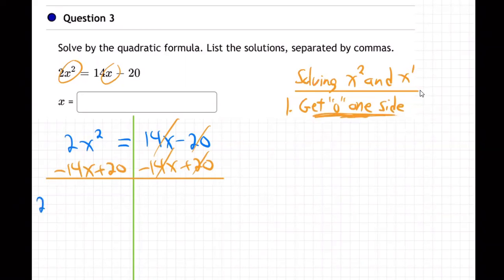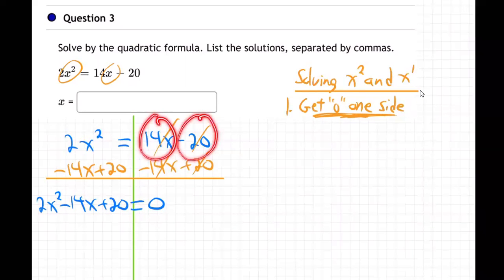So what does that give me then? 2x squared minus 14x plus 20 equals 0. There's nothing on the right side now. Because why? Because I did the opposite of 14x by doing minus 14x. I did the opposite of minus 20 by doing plus 20. And I did it to both sides. So we got a 0 on one side.